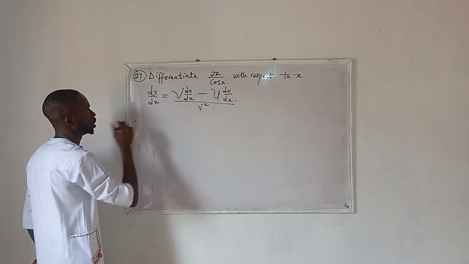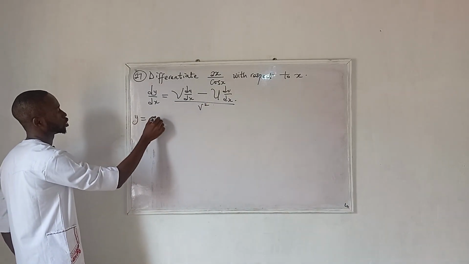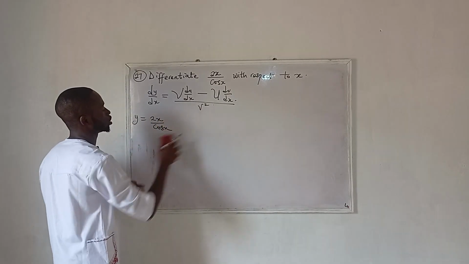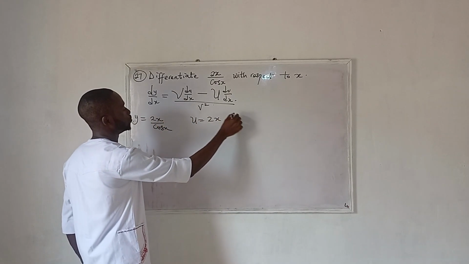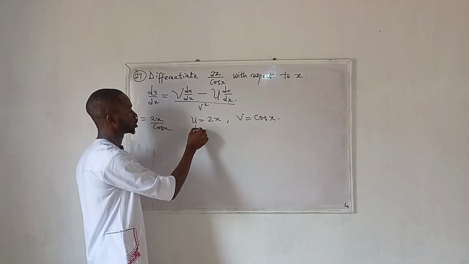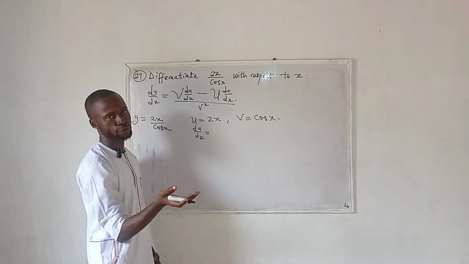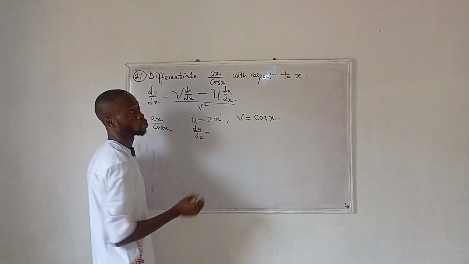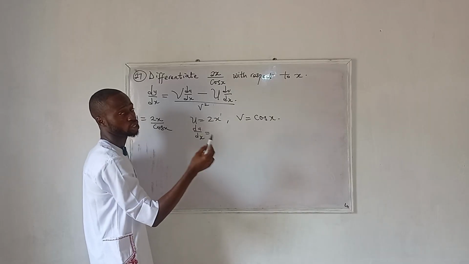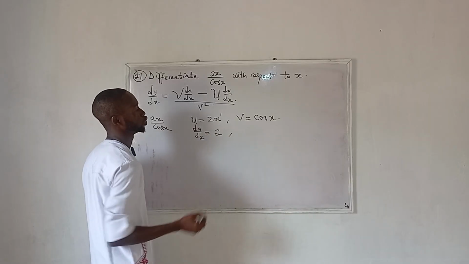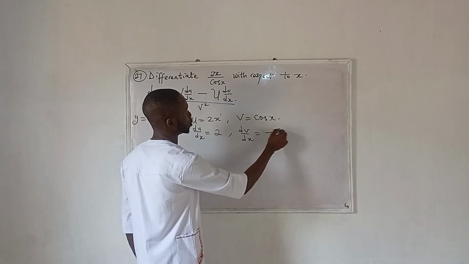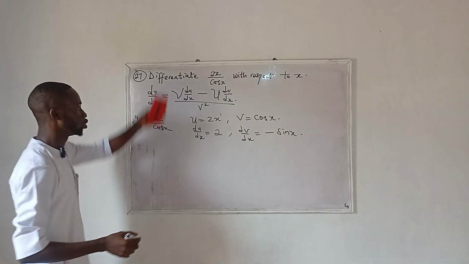So in our question, y equals 2x over cos x. So 2x is our u, then our v is cos x. If 2x is our u, then du/dx should give us 2. How do I know it's 2? I know the power here is 1. If I say 1 times 2 is 2, then deduct 1 from the power, that will give me 1 minus 1, 0. x raised to 0 is 1. 1 times 2 will still give me 2. So the derivative of cos x is what? Minus sin x.